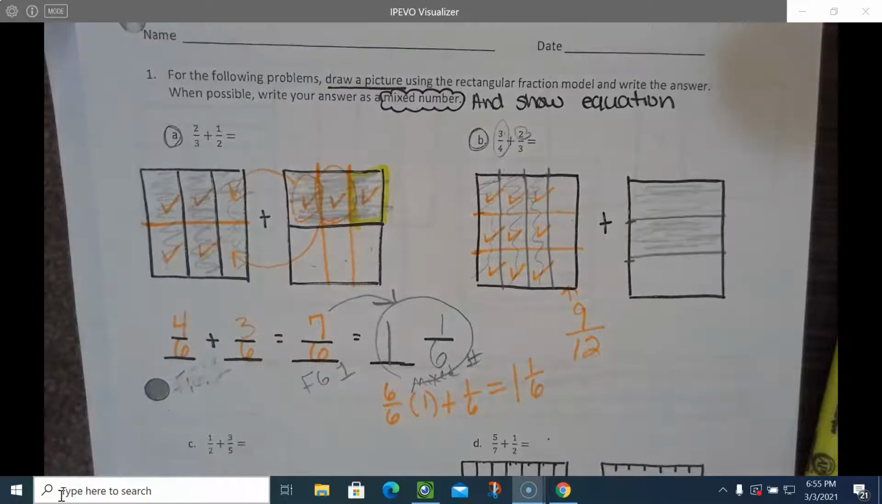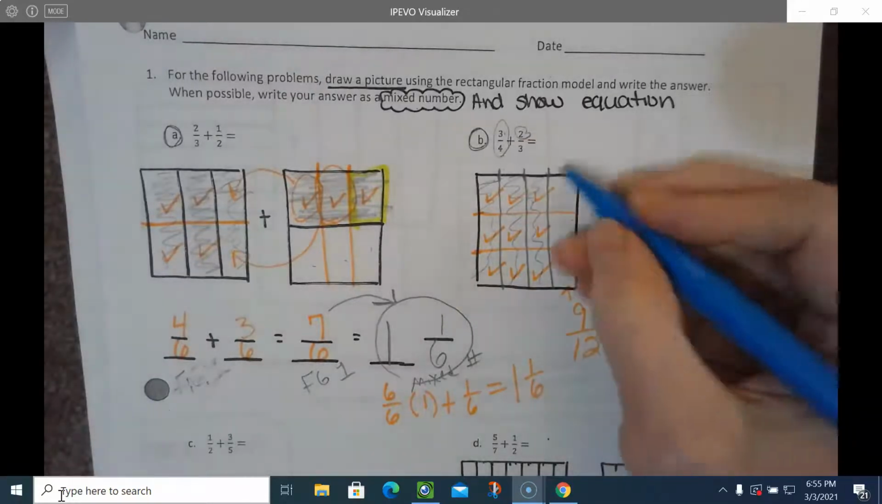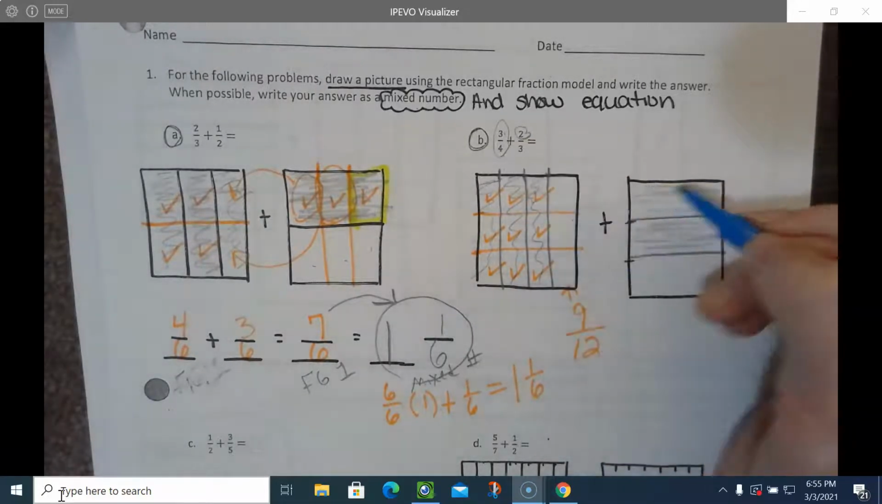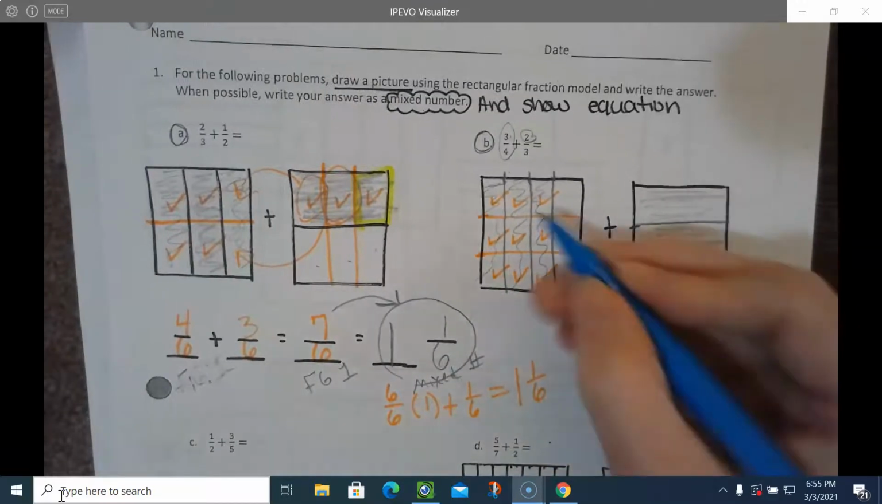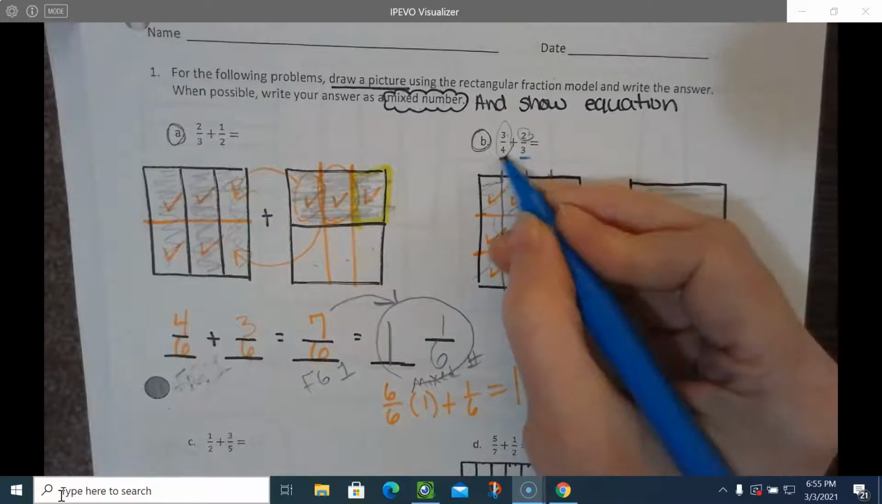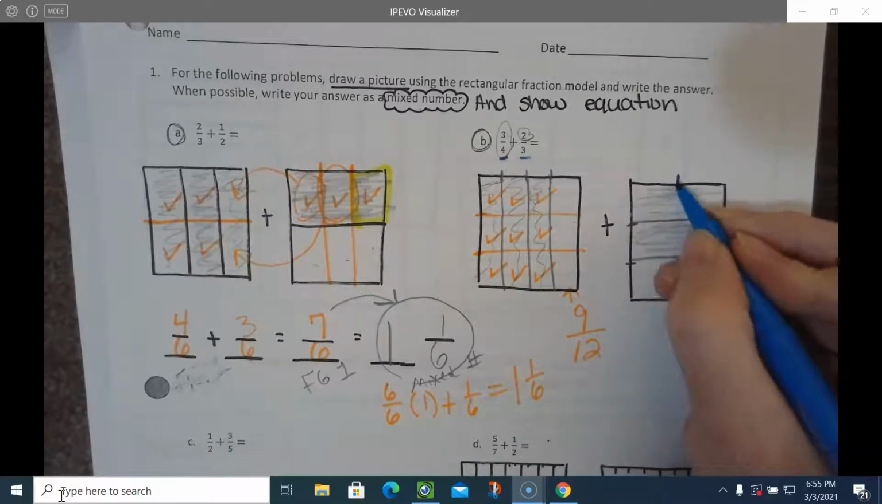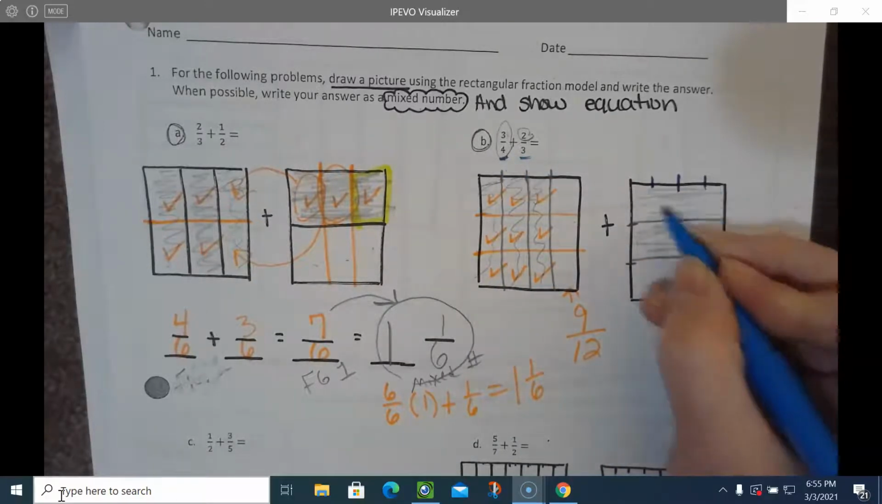I'm going to switch colors and then going vertically. So this one I'm going to be splitting into fourths. So it's in thirds now. Over here I want to split it into fourths. So then that's going to be half and then split those in half again.